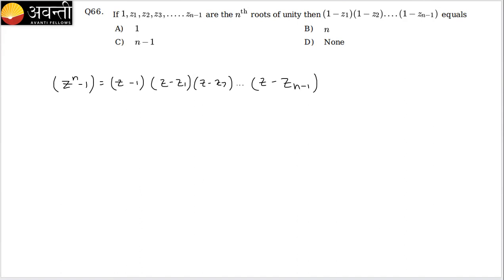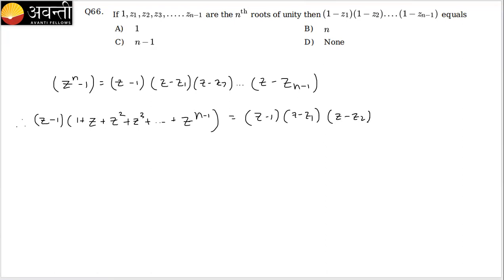Also we can write z raised to n minus 1 by factorizing as z minus 1 into 1 plus z plus z square plus z cube up to z raised to n minus 1, if you know the factorization of x raised to n minus a raised to n. And on the right hand side we have z minus 1, z minus z1, z minus z2, and up to z minus z of n minus 1. Right, so this and this will get cancelled.